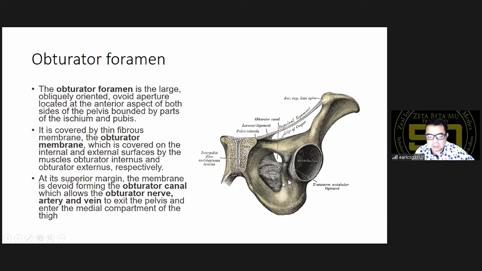which is covered on the internal side by the obturator internus and the external side by the obturator externus. At its superior margin, the membrane is deficient, forming the obturator canal. Within the obturator canal pass the obturator nerve, artery, and vein. These structures exit the pelvis to enter the medial compartment of the thigh. That is the obturator canal.